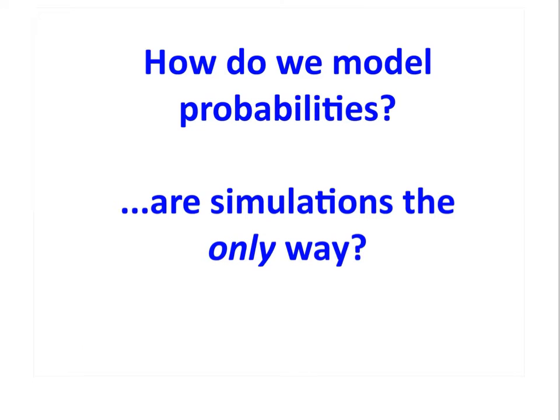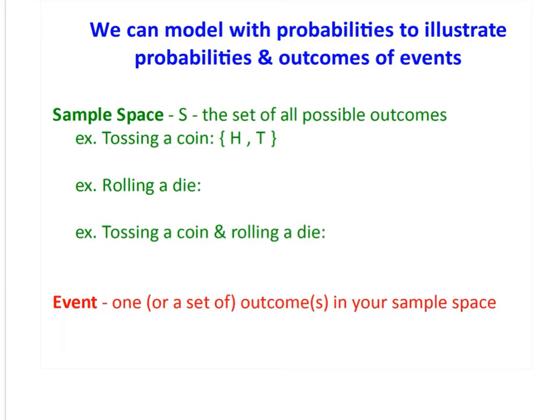So how do we model probabilities? We've talked about simulations last video, but those were kind of long and tedious, and we have other ways that we can model probabilities, but we do use simulations sometimes. So we can model probabilities to illustrate probabilities and outcome of events. How we do this is by creating a sample space. So a sample space we notate as S, and it's the set of all possible outcomes.